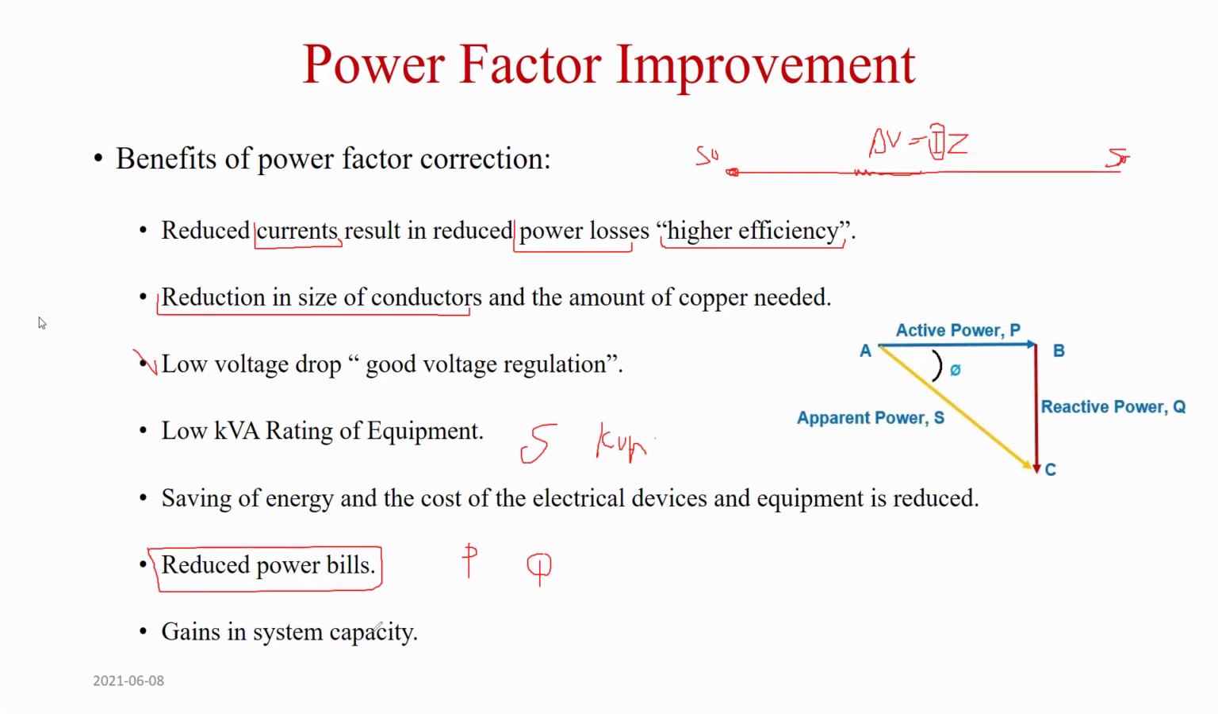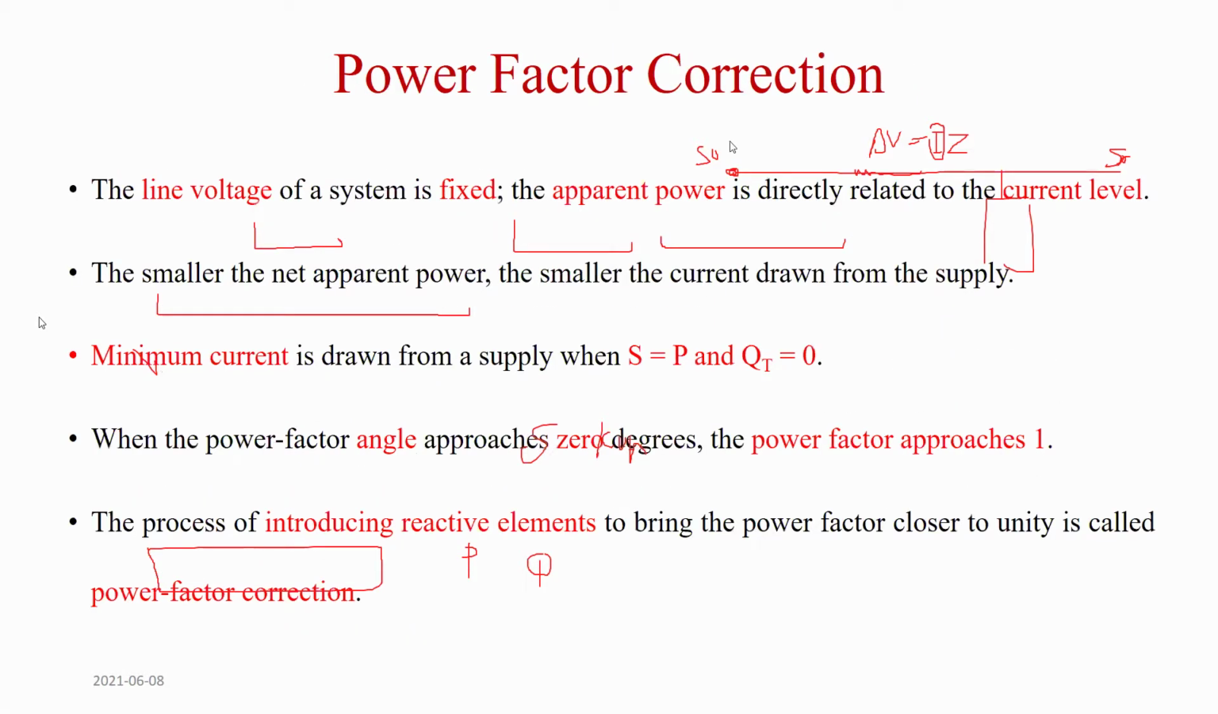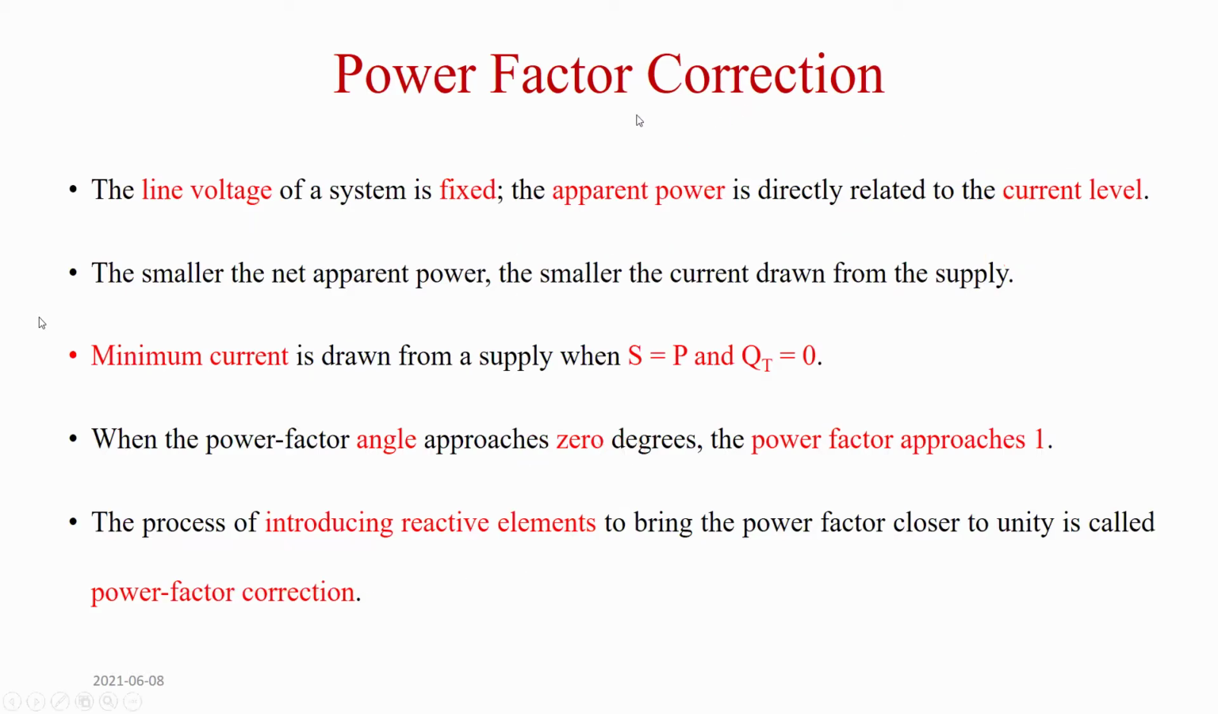System capacity increases. It means this line, if someone takes less current, someone else can connect another load to take more current. So this line can give you an extra current. So it means the capacity increases. Now, details of this go in the power system course for the guys who are going into electrical. But for us, we want to learn how to improve the power factor.